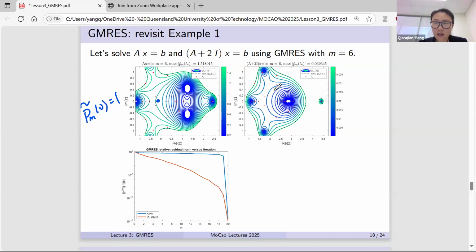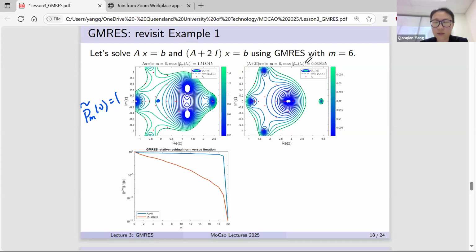And then on the right hand side, this is me again shifting my matrix to the right. So my new matrix is really A plus 2I. And we are solving this again using GMRes with m equals 6. What we have this time is that my maximum PM is already pretty small.